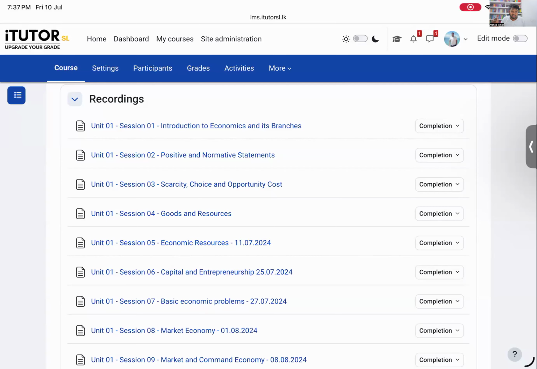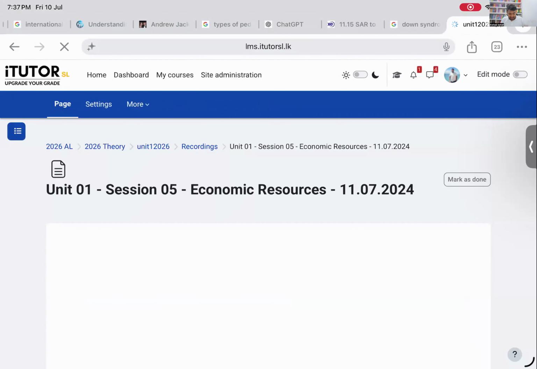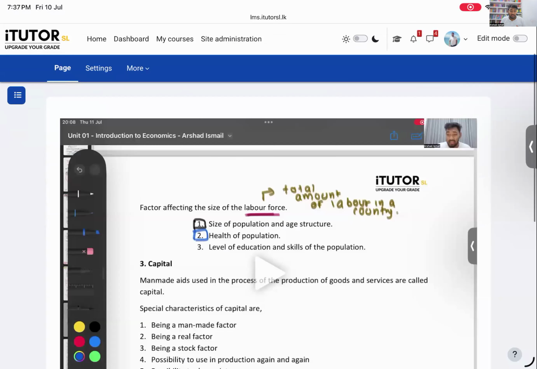So if they want, let's say tomorrow, exactly 2 years from this class, Lamai, they can come back, click on this, and here the video is there. All they have to do is, Lamai, just play.